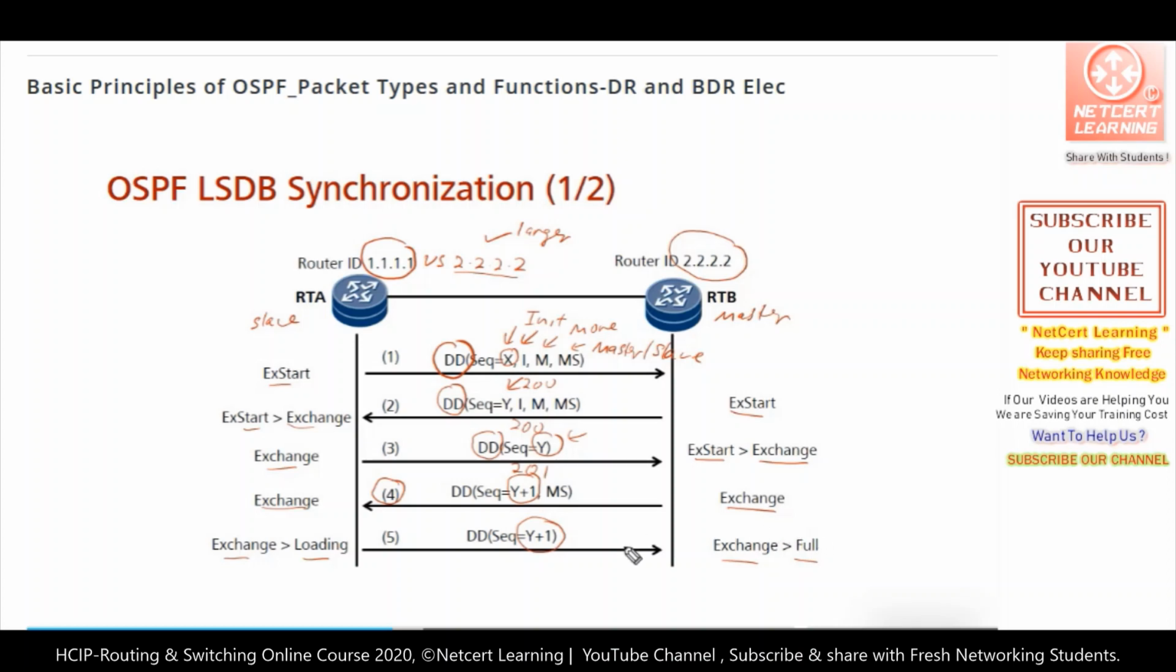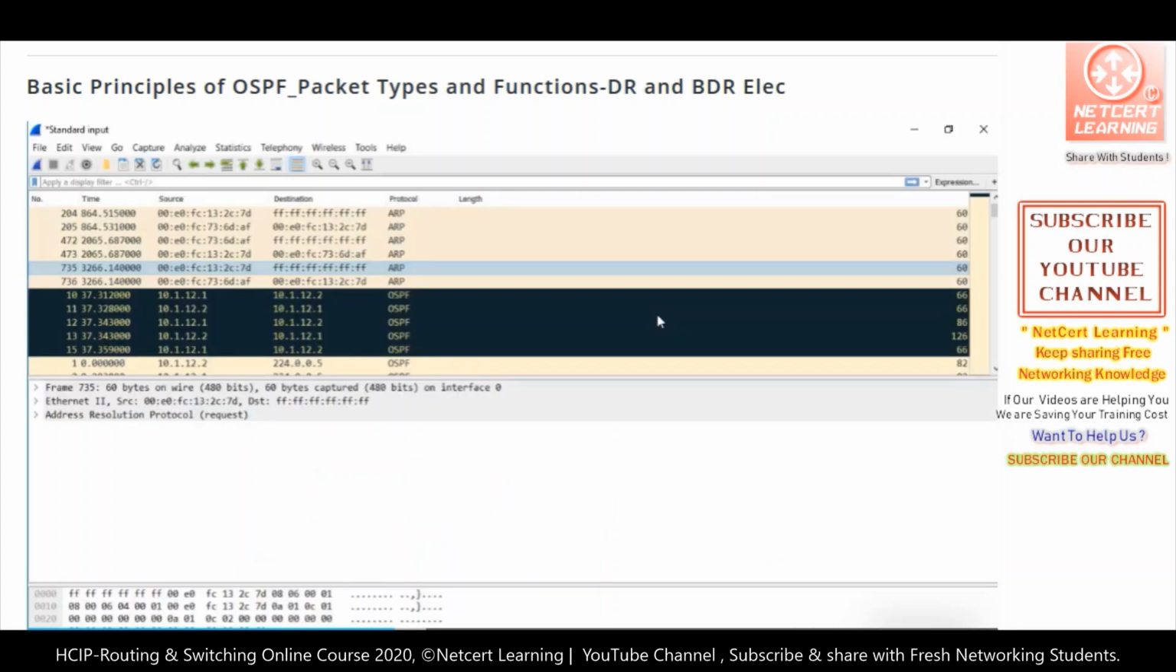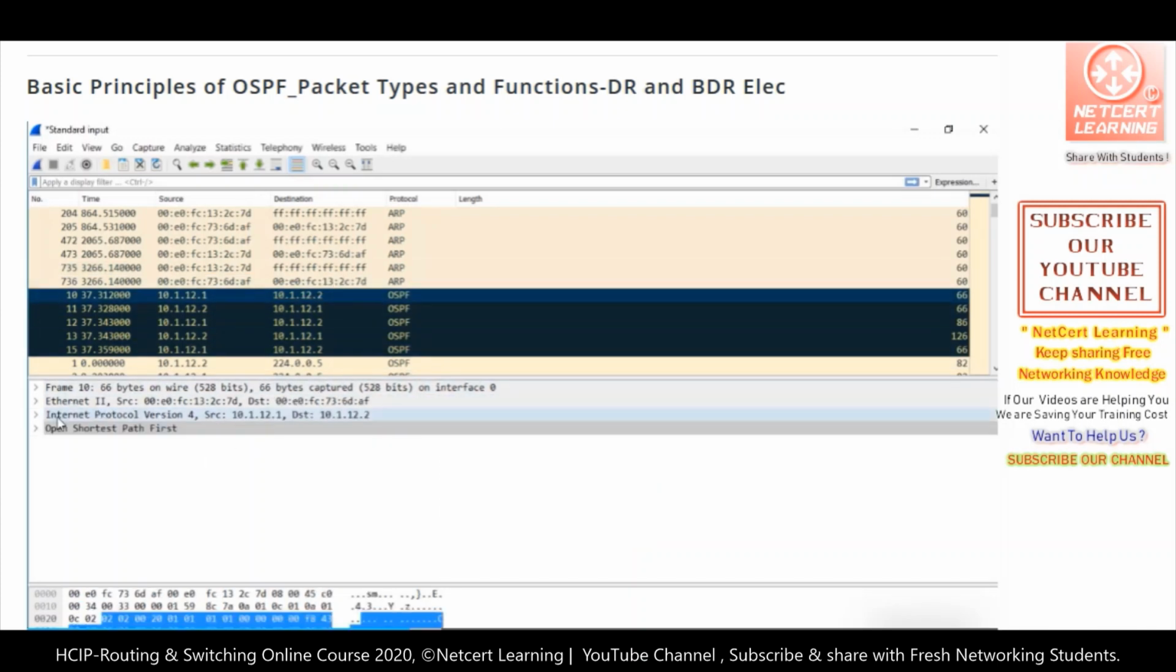Now let me illustrate the entire process over here by looking into my Wireshark. Over here, I have a Wireshark capture between two routers. So in this case, I have router A connected to router B. Router A's IP here is 10.1.12.1, and here I have 10.1.12.2, as indicated over here. So we have number 1 sent to number 2. Now as you can see, this is an OSPF packet. So let me expand this OSPF packet.